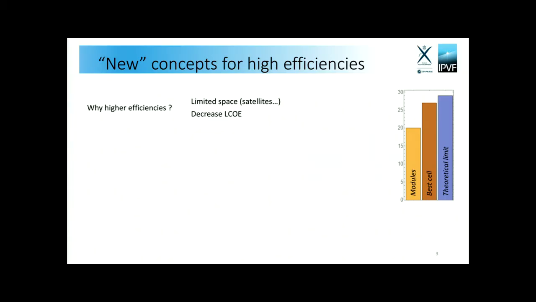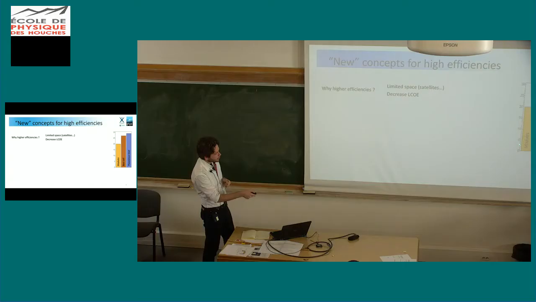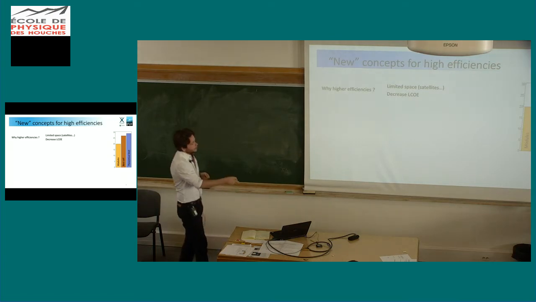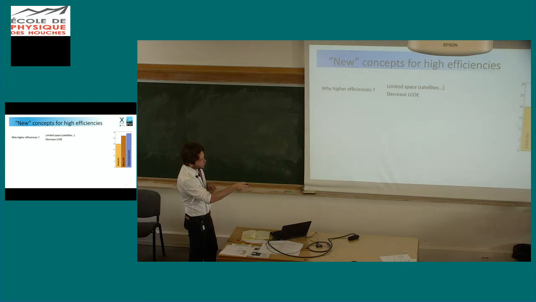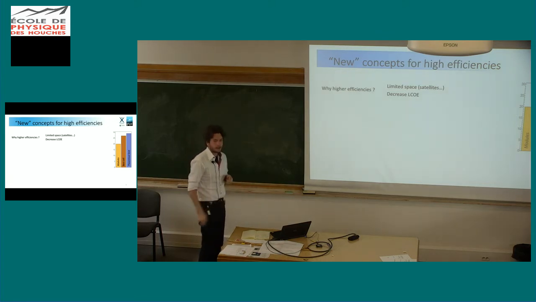And you see on this graph here the difference between the best module, the best cell, and the best theoretical efficiency for single junctions. So if you look at this graph, what you read here is that there is not much margin to win if you are staying within the single junction technology and you want to get cells to even higher limits.